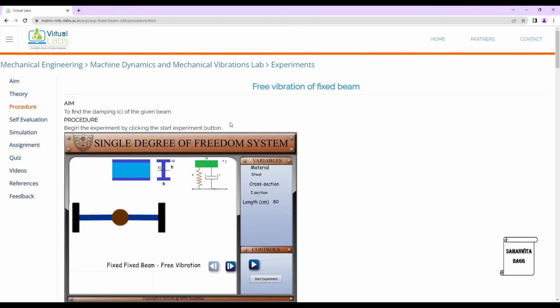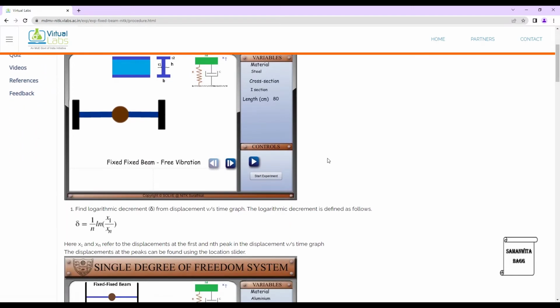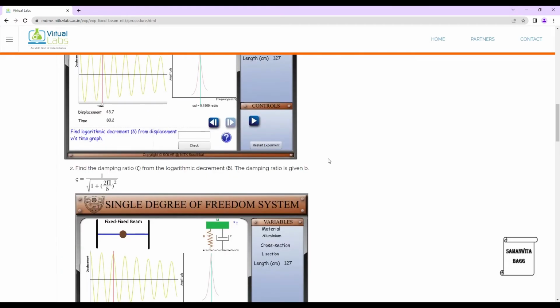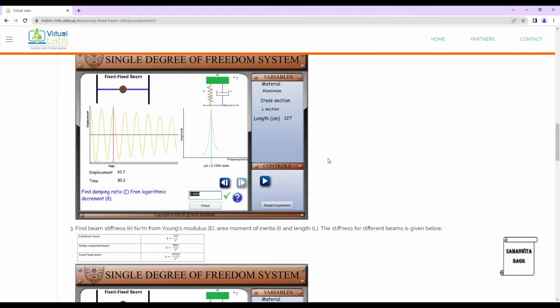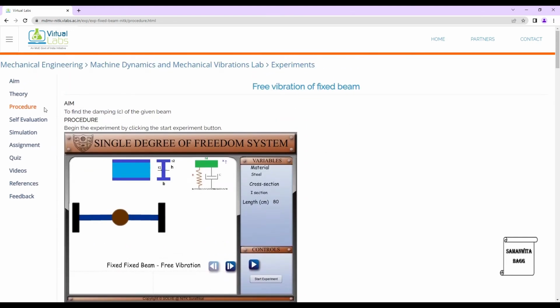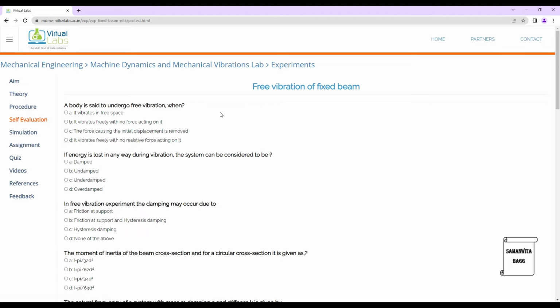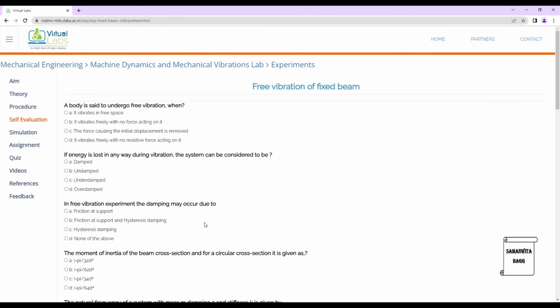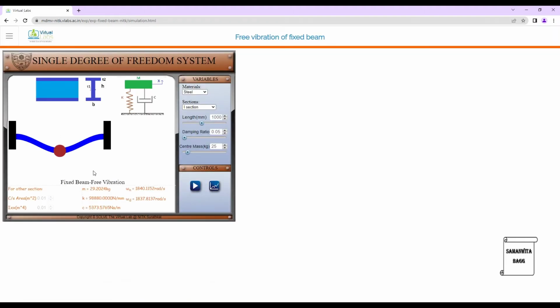So this is the procedure given. The procedure is exactly the same as that of the free vibration for cantilever and simply supported beam. So you can refer to that video for the explanation of the procedure. I'm not repeating it again. For this experiment, a self-evaluation tab has been given. So you can just check this out and test your knowledge. We will directly go for the simulation.